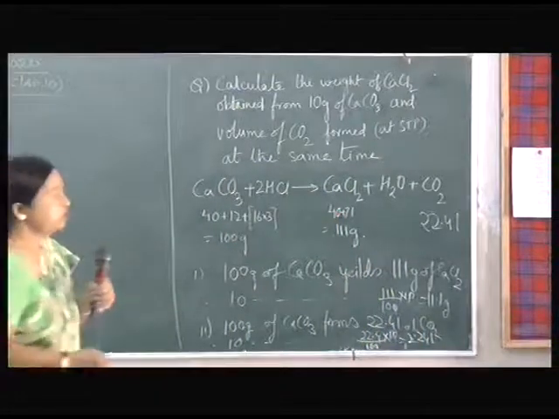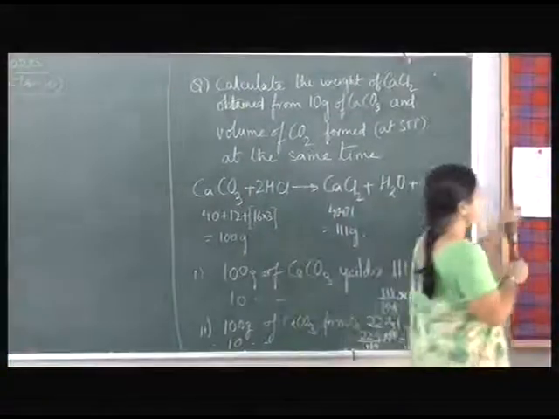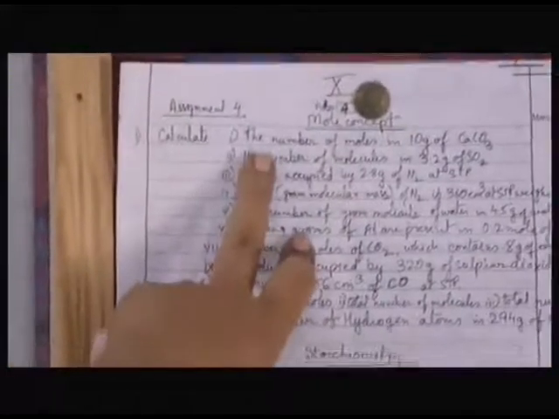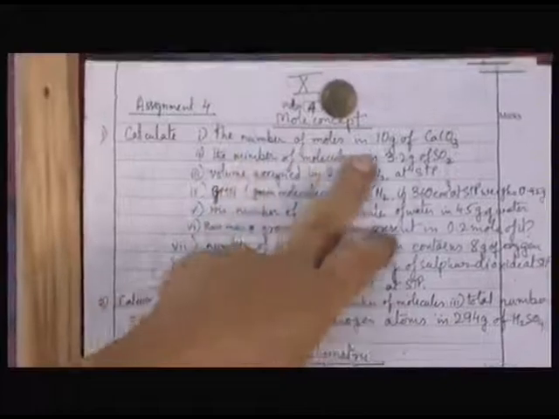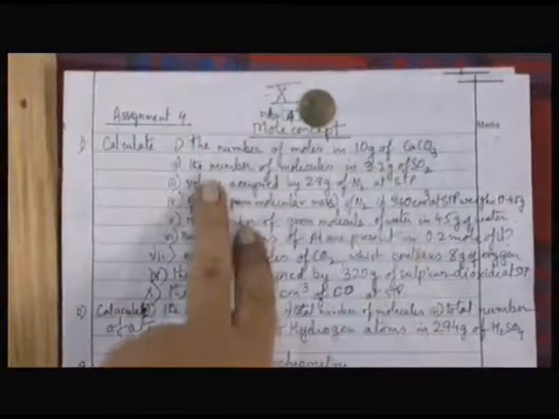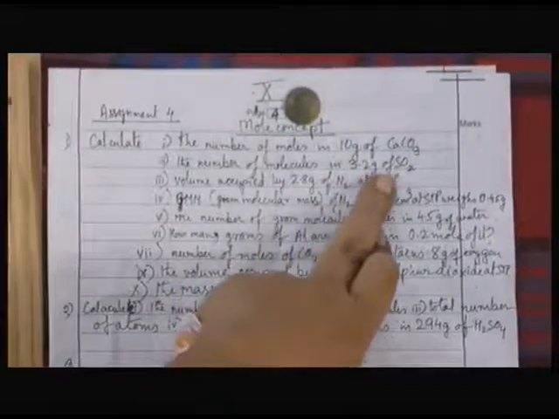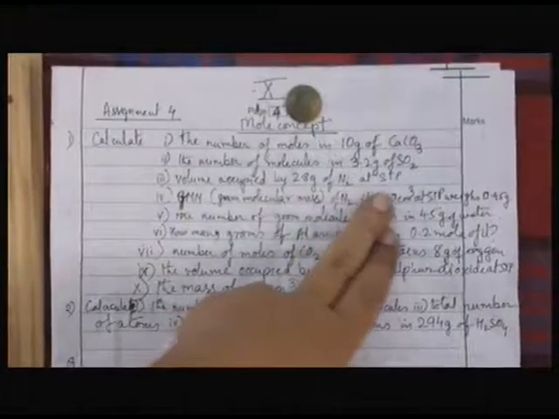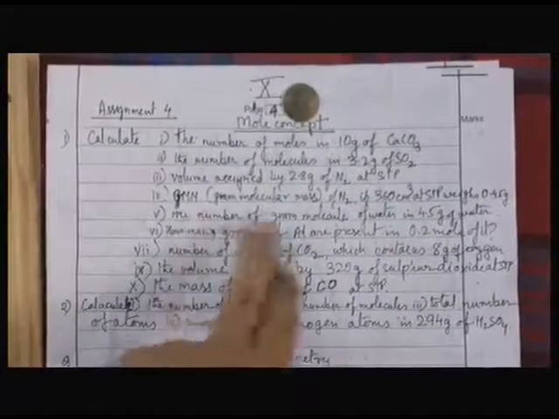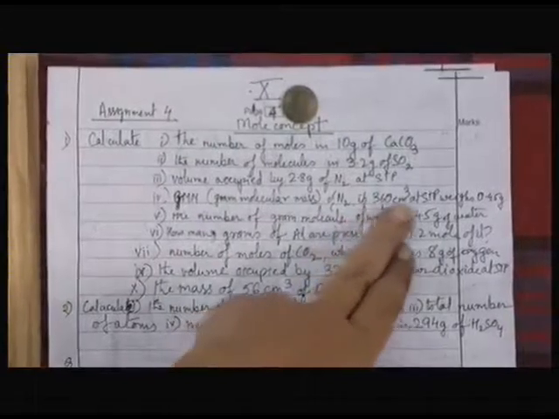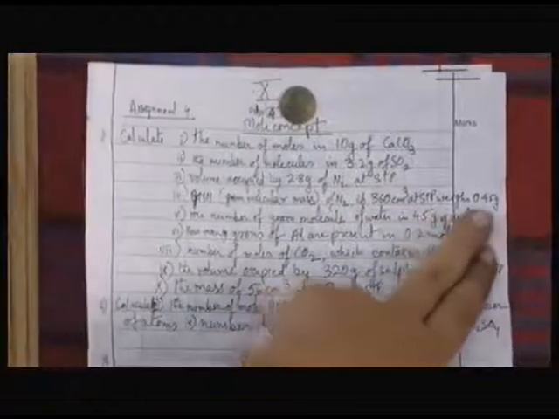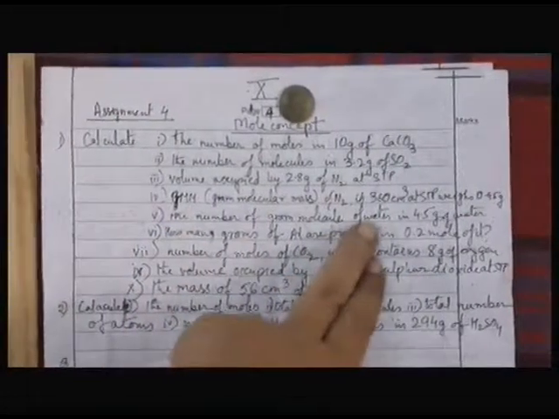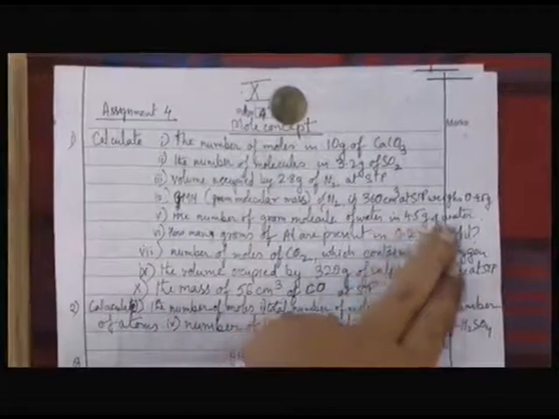Now the homework assignment. Calculate the number of moles in 10 grams of calcium carbonate, the number of molecules in 3.2 grams of sulfur dioxide, the volume occupied by 2.8 grams of nitrogen at STP, the gram molecular mass of nitrogen if 360 cm cube at STP weighs 0.45 grams, and the number of gram molecule of water in 4.5 grams of water.